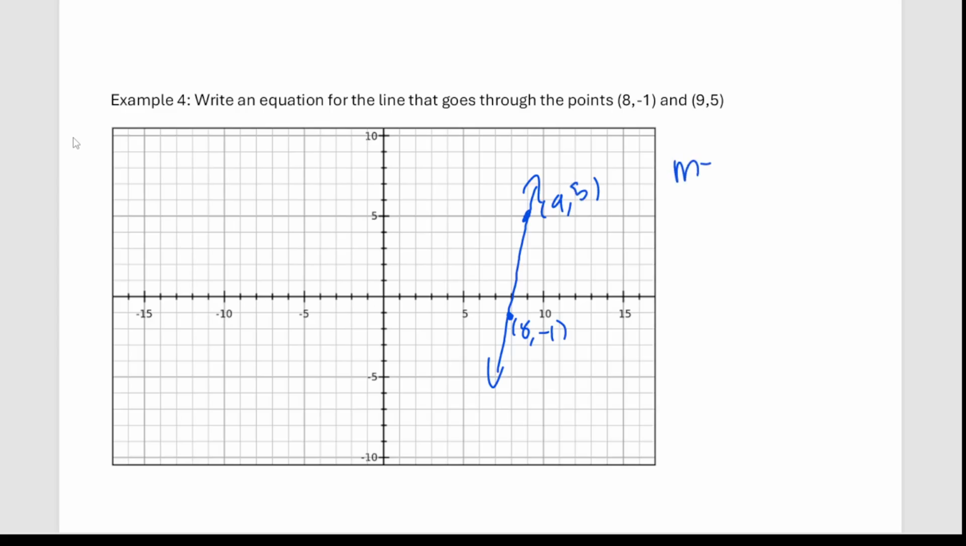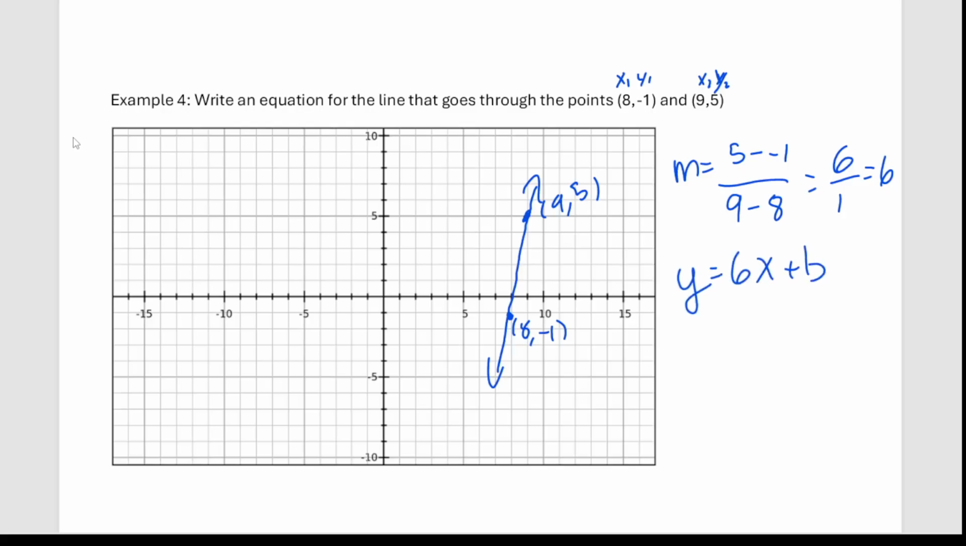So let's go ahead and find our slope. We're going to have our x1, y1, our x2, y2. So we're going to have 5 minus -1 over 9 minus 8. 5 minus -1 is 6, 9 minus 8 is 1, and it does look like we're going up 1, 2, 3, 4, 5, 6 over 1, so it matches with our graph, and it is positive, just like we were expecting as well. So far we have y equals 6x plus b.